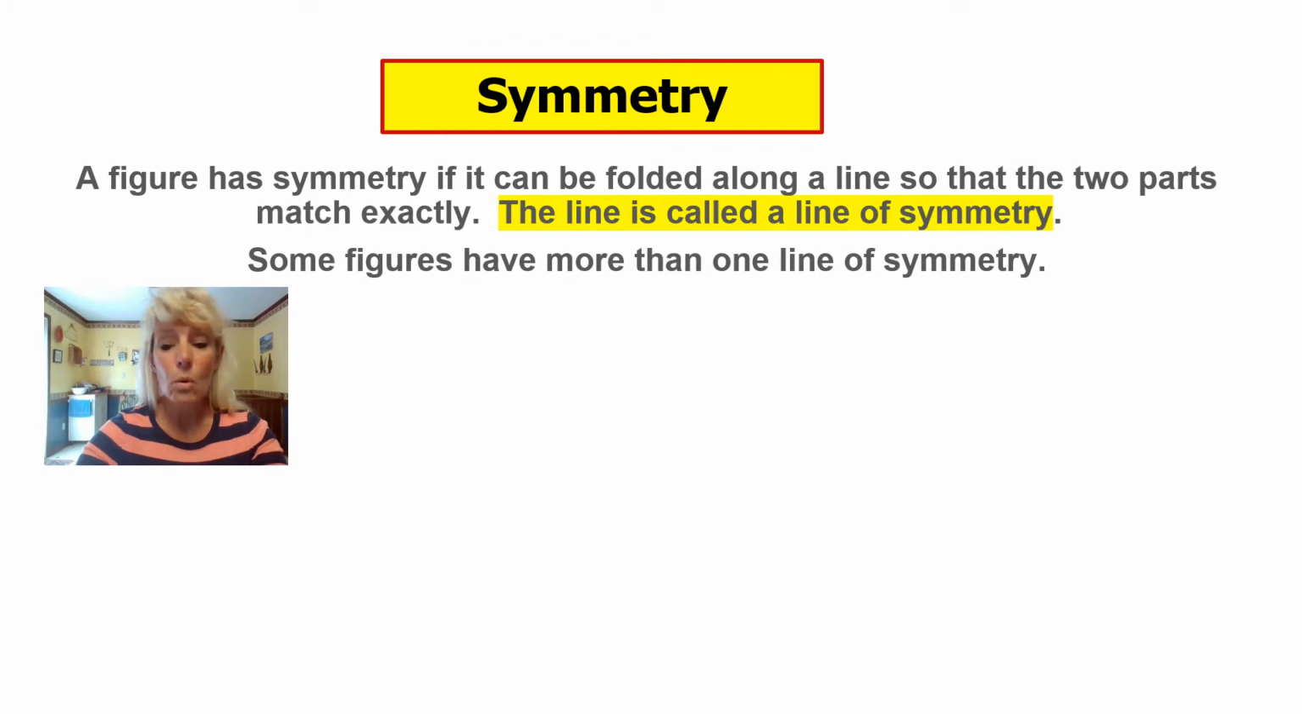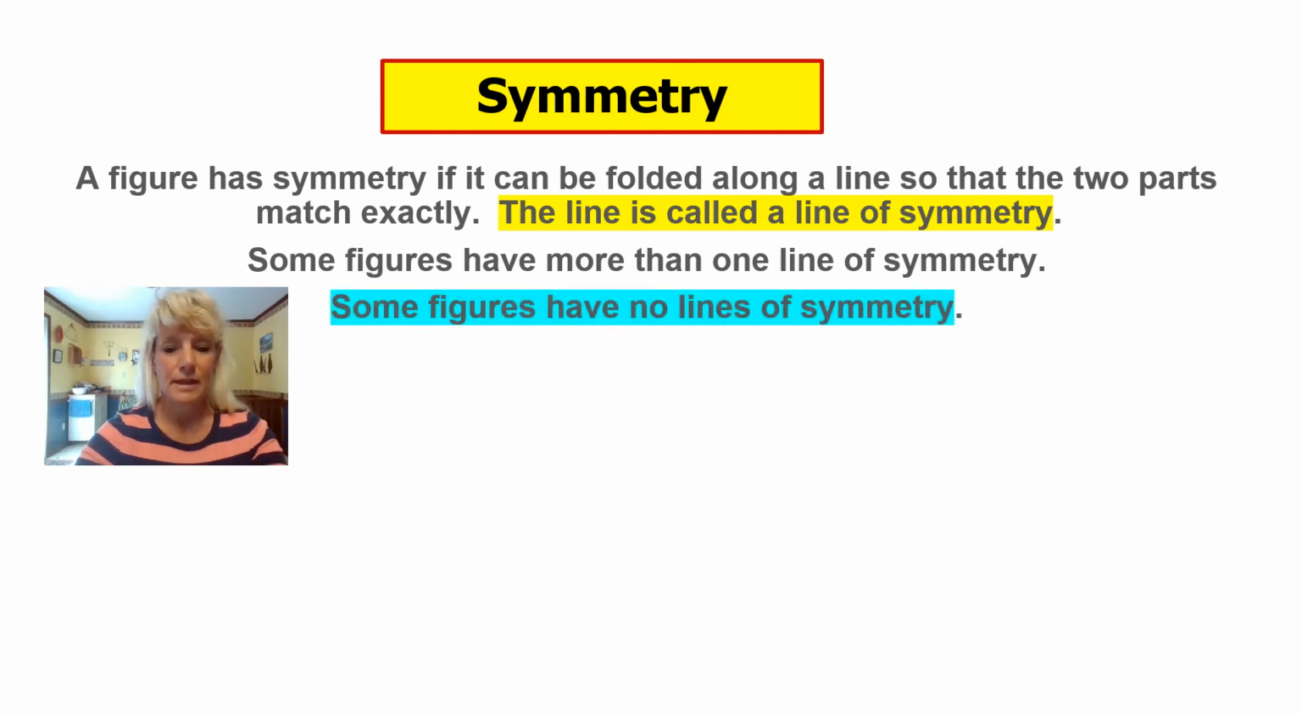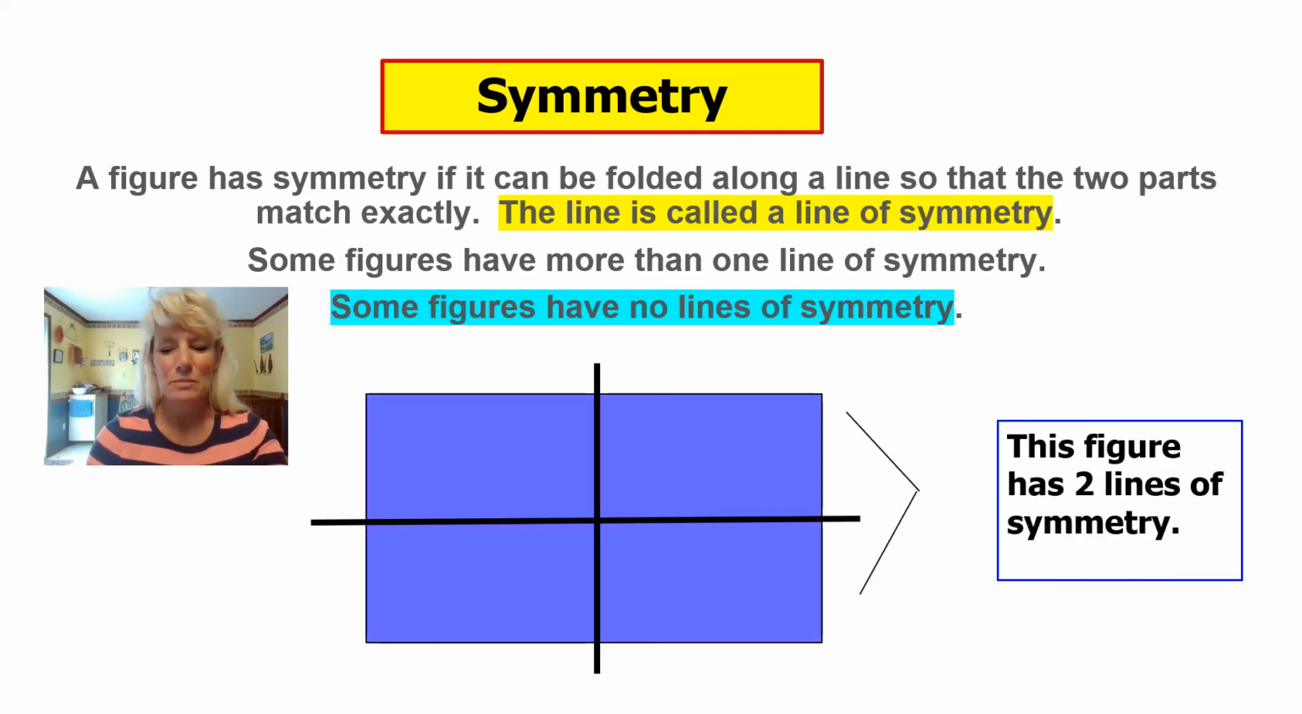Some figures have more than one line of symmetry, and some figures have no lines of symmetry, and there's some tricky ones out there too. All right, I'm going to show you an example. This one actually has 2 lines of symmetry. So this was unique, in which it had more than one.